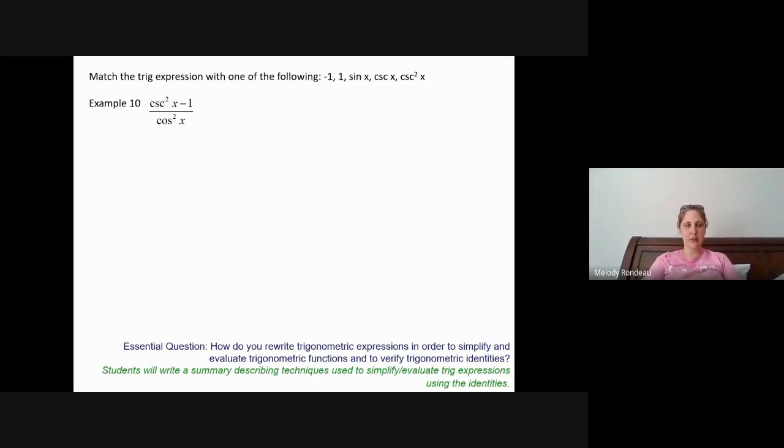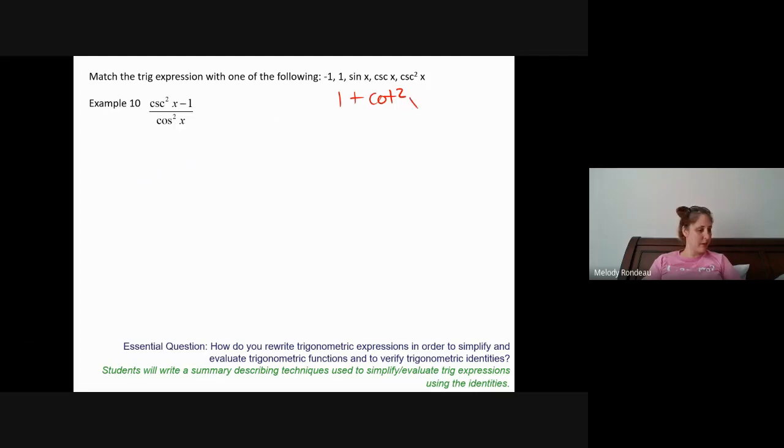Awesome. We're almost to the end here. This one, again, when you see that squared value for trig functions, it's not a bad idea to check those Pythagorean identities. I see cosecant squared. So I'm going to go look at my Pythagorean identities, and I see that kind of looks like this one.